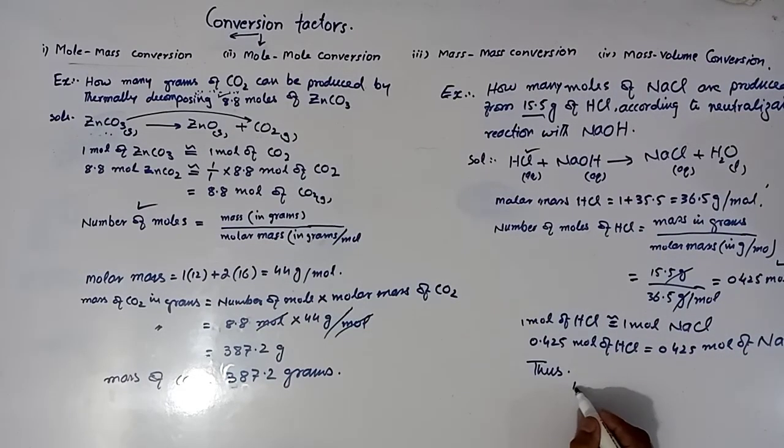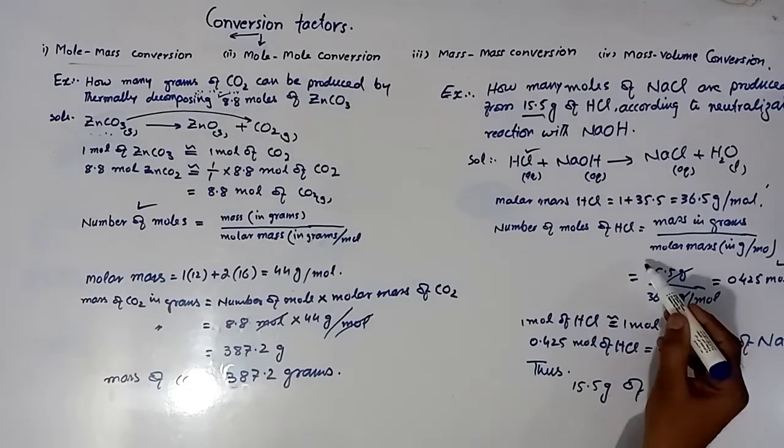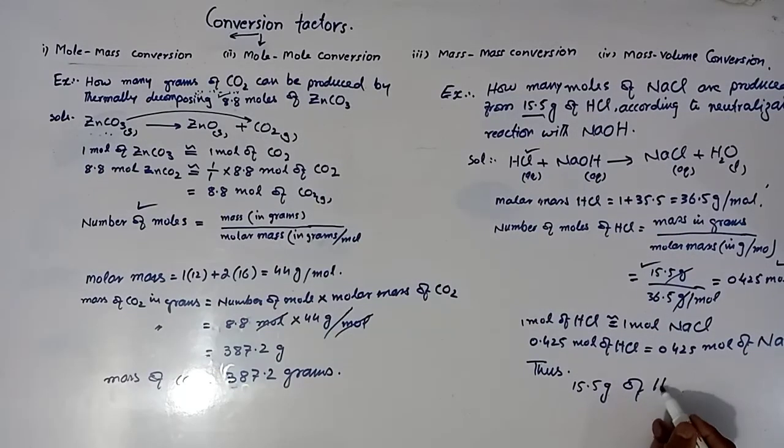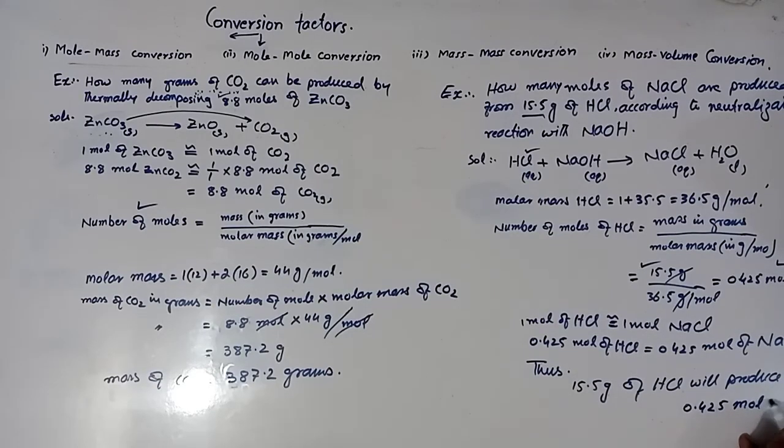Thus 15.5 grams of HCl will produce 0.425 moles of sodium chloride.